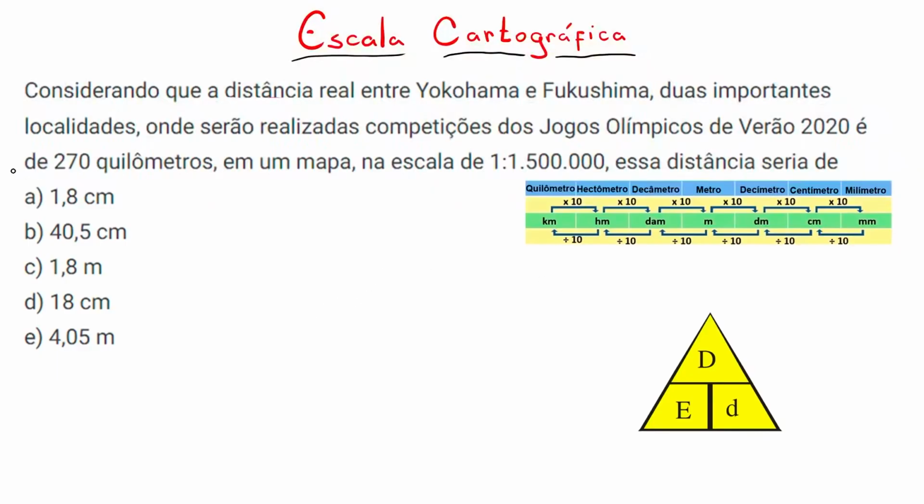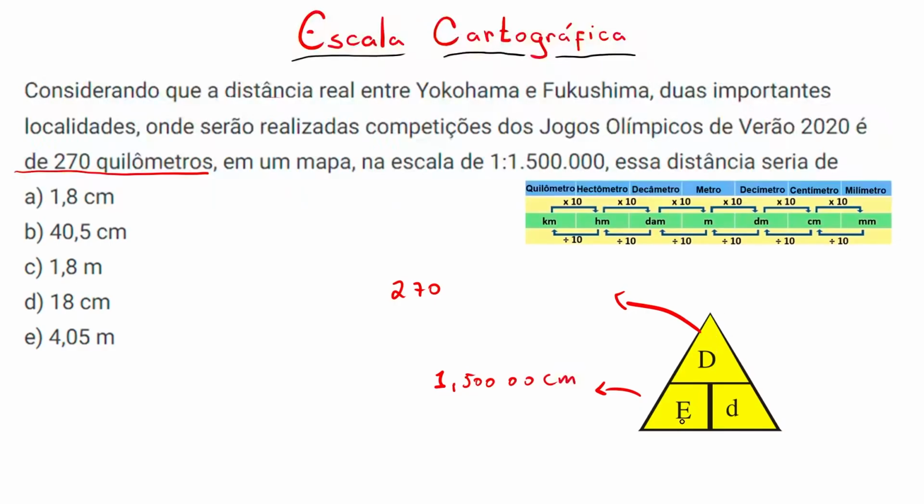I have the actual distance in kilometers, right? So I have the big D. How much is the big D here? 270 kilometers, right? And I also have the scale. What is the scale here? 1 to 1.5 million. 1.5 million what? Centimeters. Notice that I have both values here.